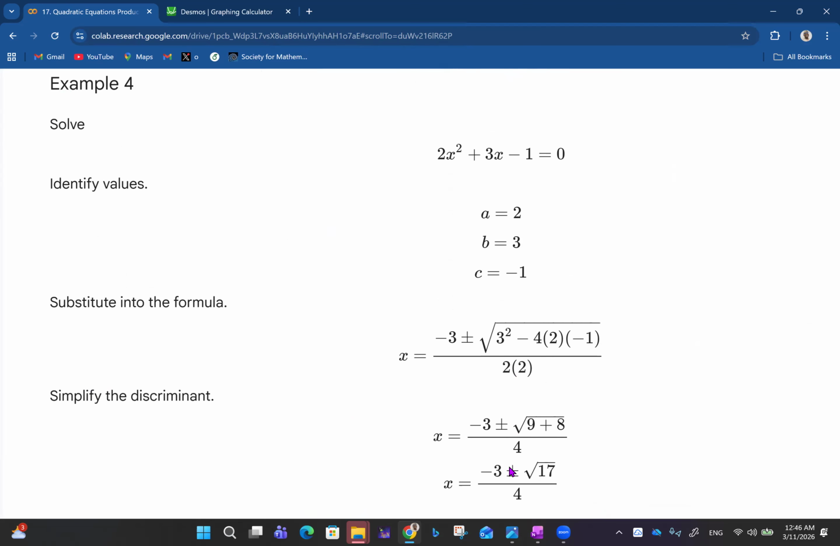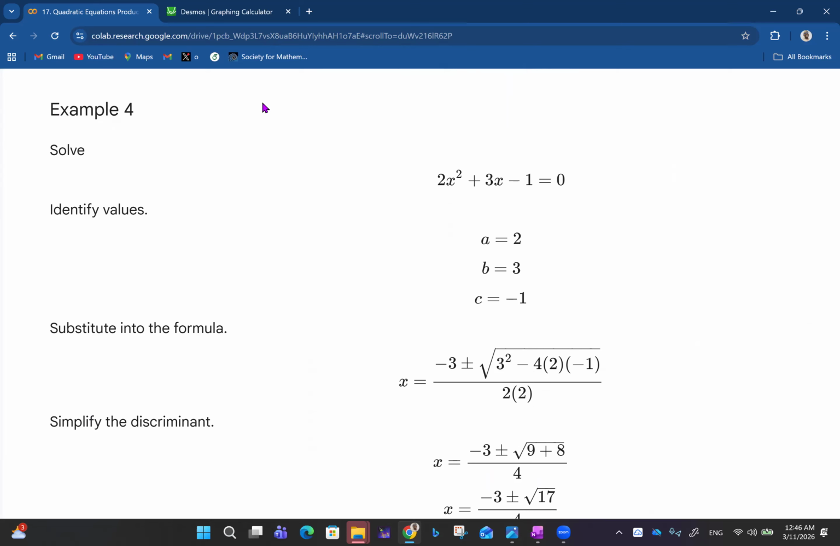Then we have example 4 again. You want to solve 2x squared plus 3x minus 1 equals 0. Identify values: a equals 2, b equals 3, c equals minus 1 for the formula. So x is minus 3 plus or minus square root of 3 squared minus 4 times 2 times minus 1, all over 2 times 2, because a is 2, right?